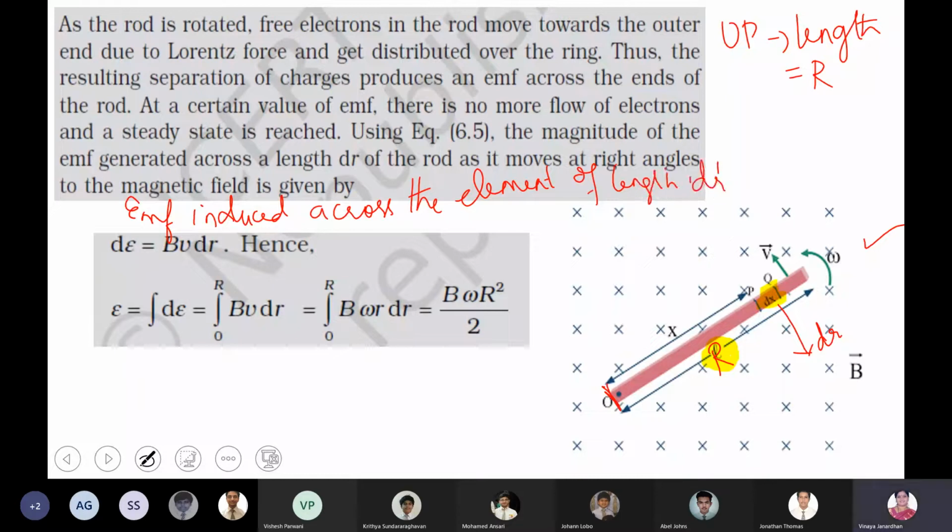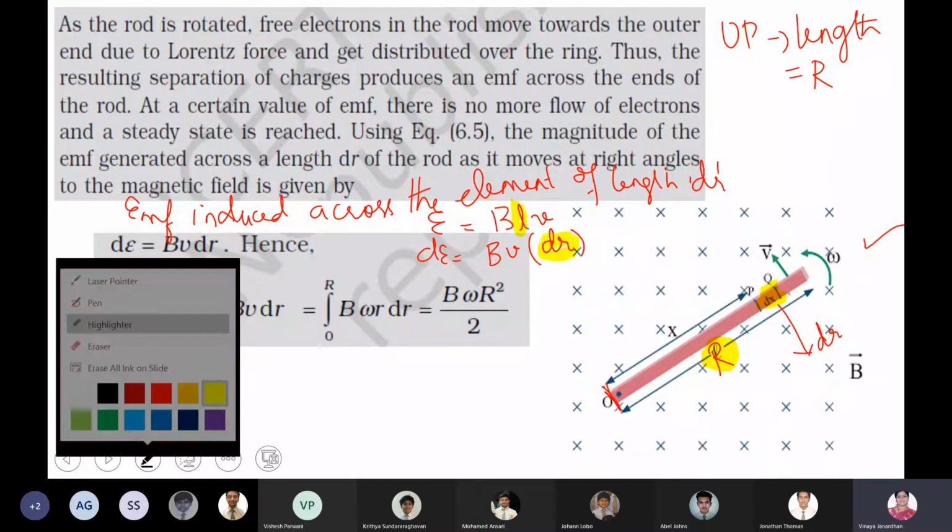So what is the general formula for motional EMF? E is equal to BLV. So here it is a very small EMF induced across the small element dr. So that becomes equal to B V into the length, which is dr. Is that clear? E is equal to BLV is the motional EMF. So I can write this as dE is equal to B V dr, because the length of the element under consideration here is dr.